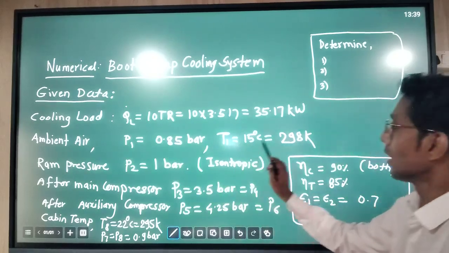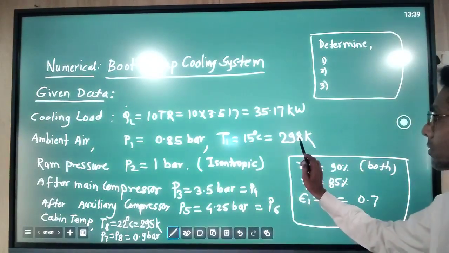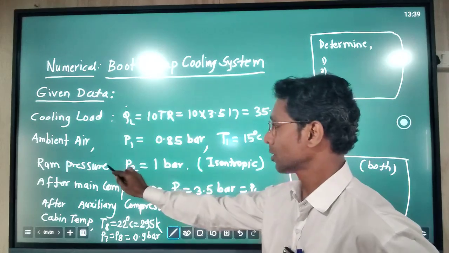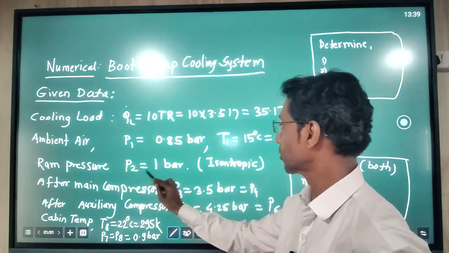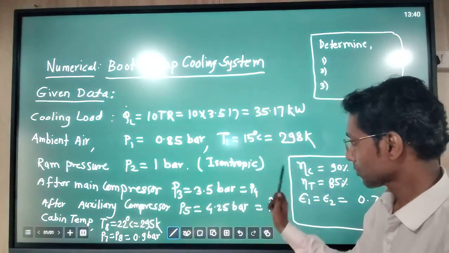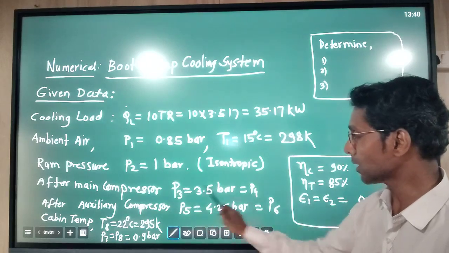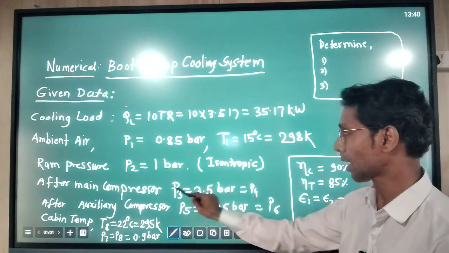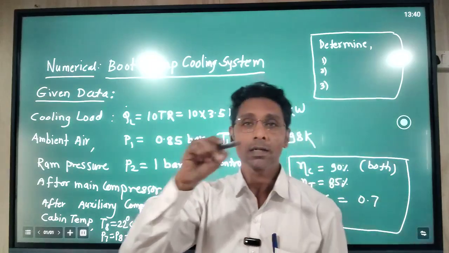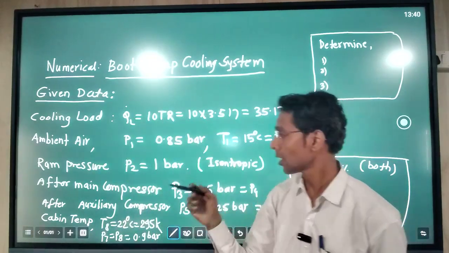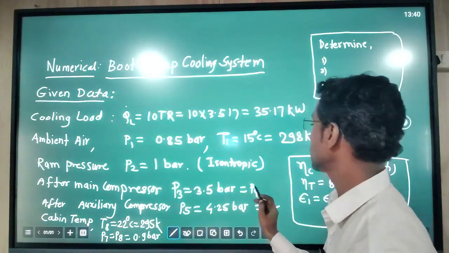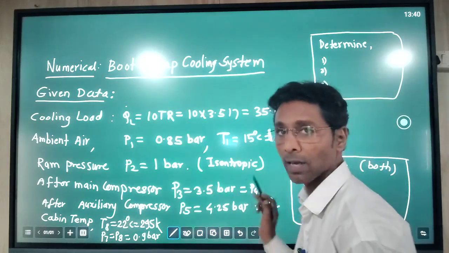Pressure and temperature: the value of temperature T1 we have to convert into Kelvin. After ram, the value of pressure is P2, and isentropic is also written. After the main compressor, we have pressure P3. After P3, the line is an isobaric line. After the main compressor, the air goes through the air cooler, a heat exchanger for heat removal. So the fourth point on that isobaric line is P4. That is why P3 and P4 are identical.